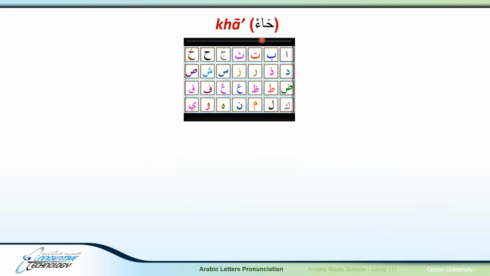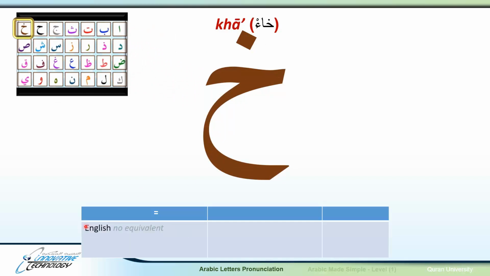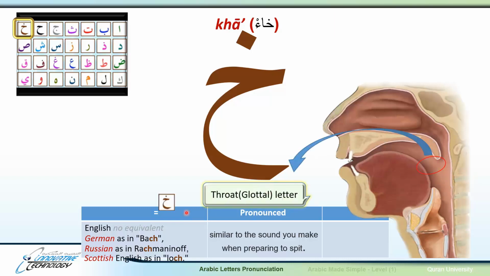Now we're going to move to the letter Kha. Kha looks like this, and it has no English equivalent, but it is similar to the German Bach, or the Russian Rachmaninoff, or the Scottish English Loch. It's pronounced as ugh, similar to the sound you make when preparing to spit. The name given to this letter is Kha. It articulates at the glottal area or the throat, and in particular from the upper part of the throat, the upper throat. That's why we classify it as a throat letter.